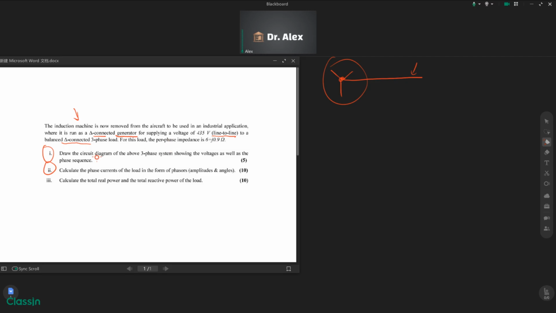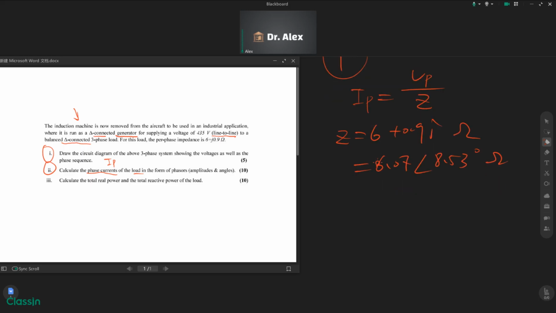For the second question, we need to calculate the phase current of the load. We are still based on Ohm's law. The phase current equals phase voltage divided by Z. We already have the value of Z, which is 6 plus 0.9j ohm, equal to 6.07 with a phase angle of 8.53 degrees.